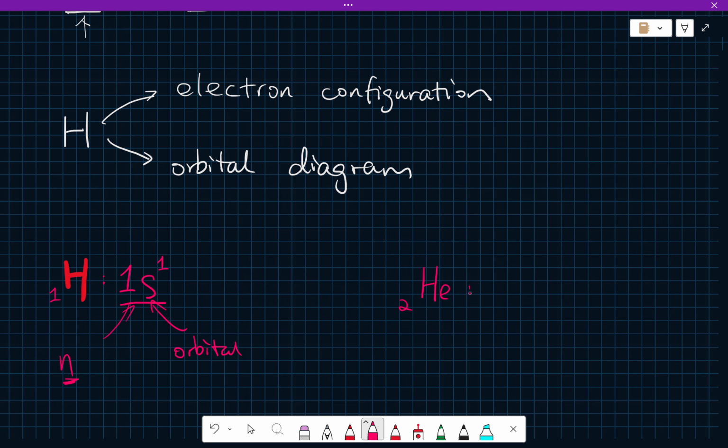While helium, on the other hand, has 2 electrons in total. But since the first energy level, n equal to 1, can contain 2 electrons, we still only look at 1s. But this time, we would put 2 electrons into this 1s orbital. And the superscript denotes how many electrons we have in this orbital.